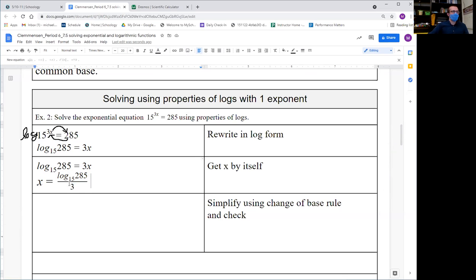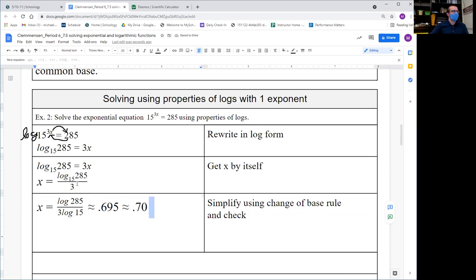Now that we have this right here, this would be our answer if we were not trying to get an approximation. We weren't trying to find some type of number. But sometimes we're asked to find it to like 2 decimal places or round to the thousandth place, that type of thing. So what we'll do is we'll use our change of base formula to be able to solve this.